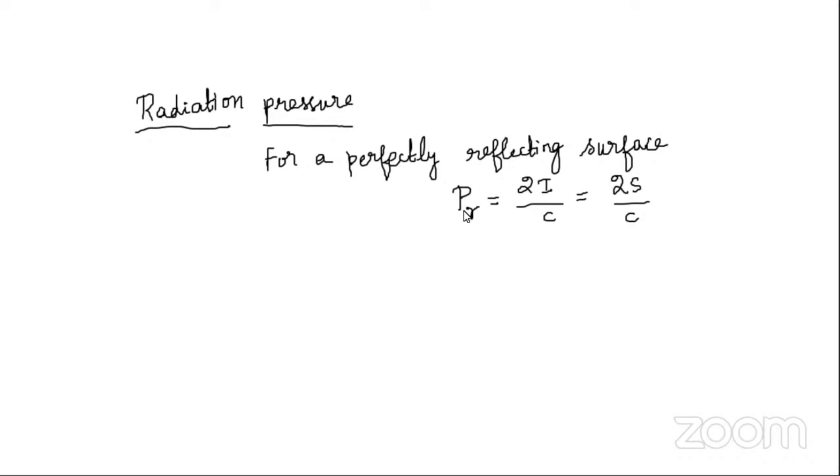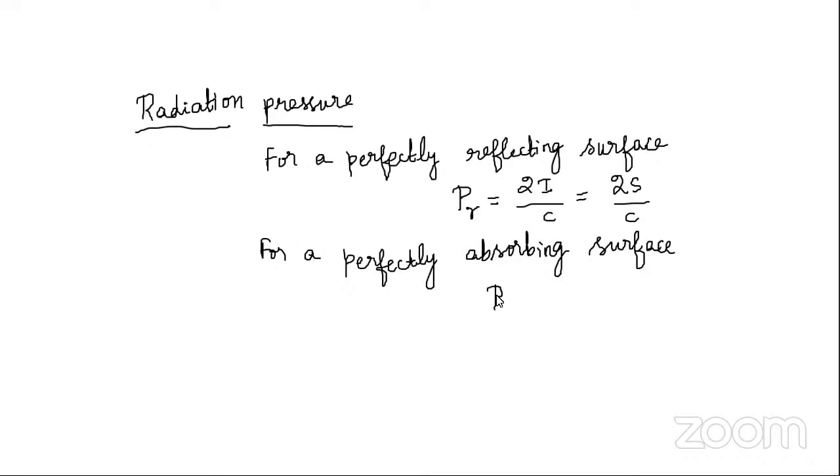And for a perfectly absorbing surface, we have P suffix A equal to I by c. That will be equal to S by c. These are the equations for radiation pressure.